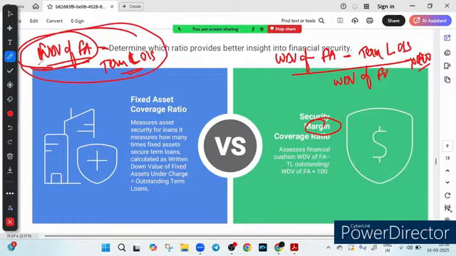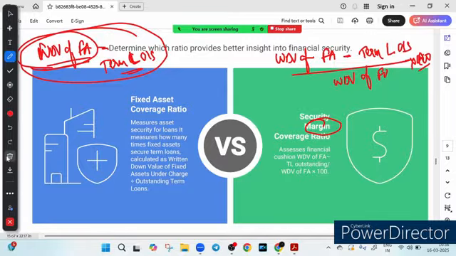So if this margin is larger, it means this ratio will be larger, right? So that is why, if this ratio is higher, it means we have more margin, we are more financially stable. The WDV of the asset is more, right? And if the margin is lower, it means we are in a risky position, right?